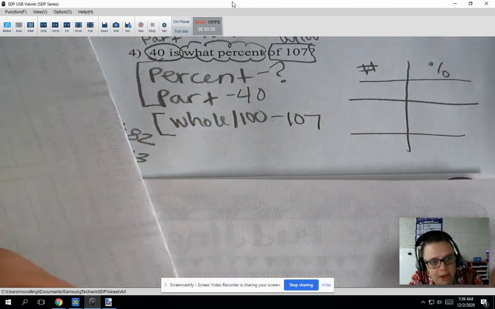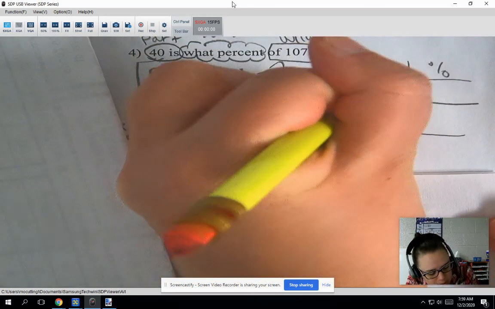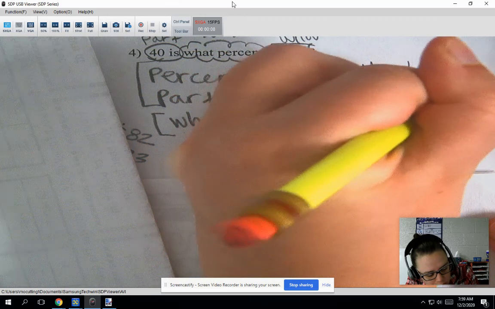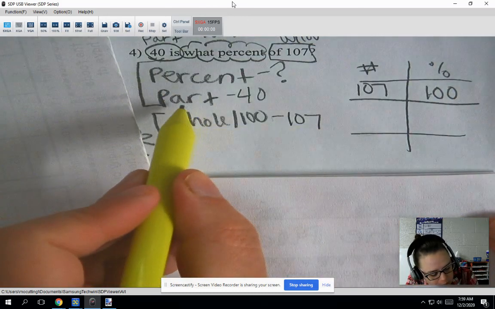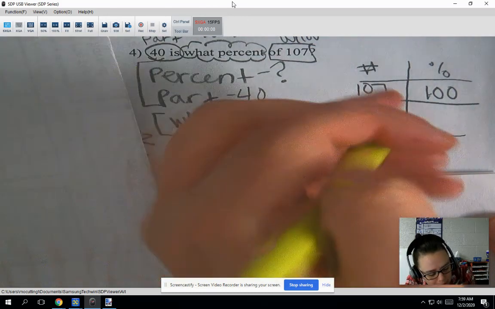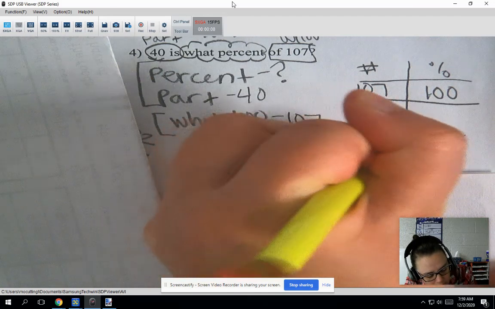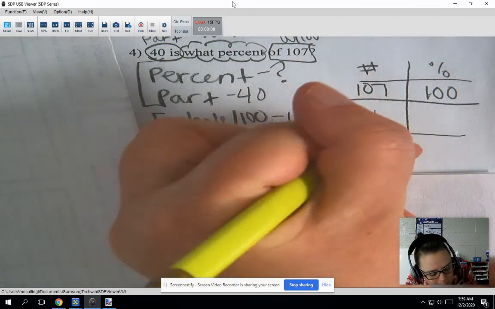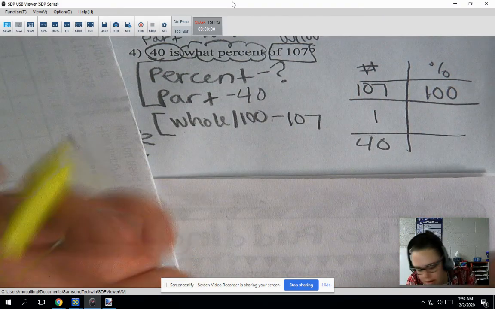So I need to start with my whole 100%. So that's 107 goes with 100%. And then the other piece I have is my part, which is a number, not a percent. So it's going to go on the number side. In the middle, I'm going to put my 1. Now I'm ready to roll.